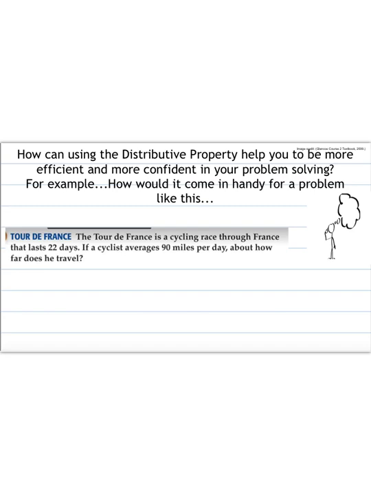All right, something to think about here is how can using the distributive property help you to be more efficient and more confident in your problem solving? For example, how would it come in handy in this problem that we're looking at here? It says the Tour de France is a cycling race through France that lasts 22 days. If a cyclist averages 90 miles per day, about how far does he travel?